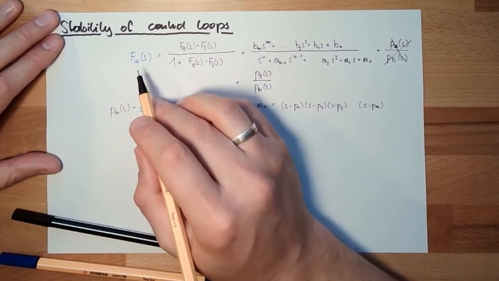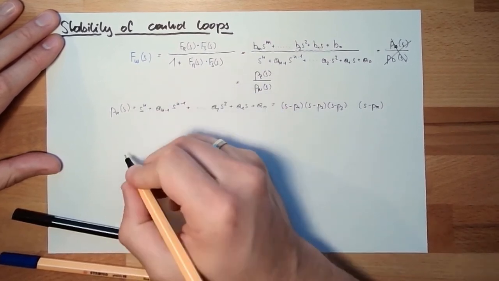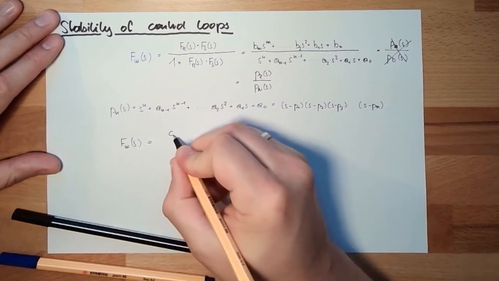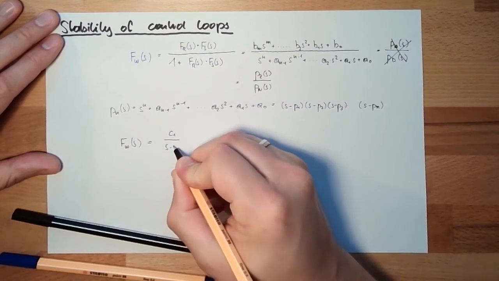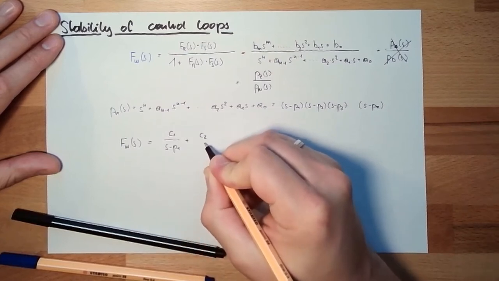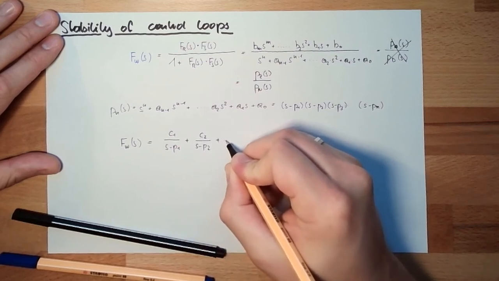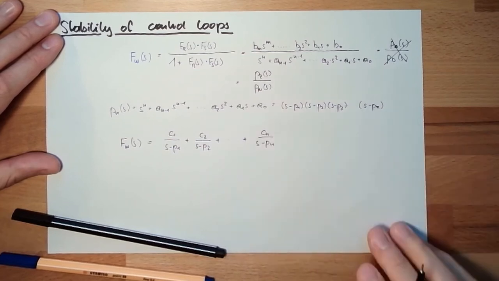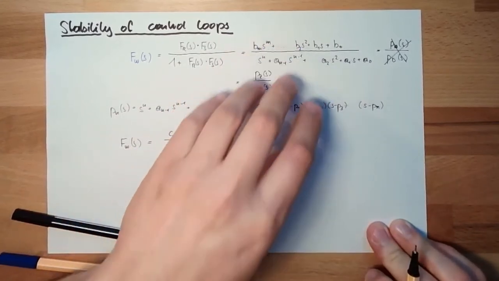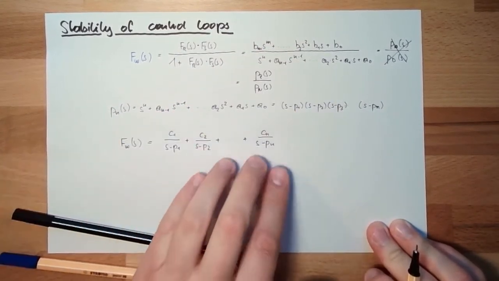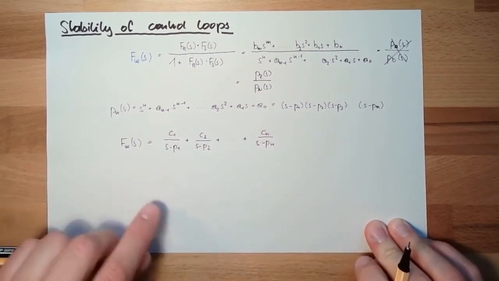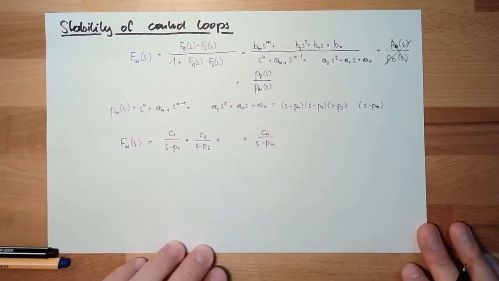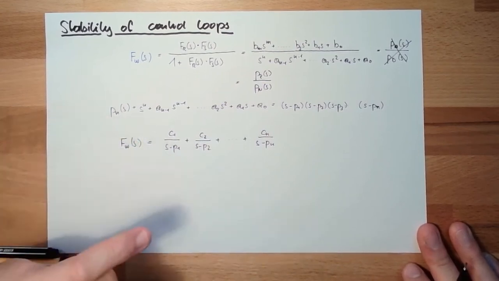What does it mean for our reference transfer function? Our reference transfer function would look like this then: c1 divided by (s minus p1) plus c2 divided by (s minus p2) plus and so on, plus cn divided by (s minus pn). This is pretty much the same. If we do this polynomial division and so on, we will end up in this variant. The c are constants, the p are the poles. That's it.